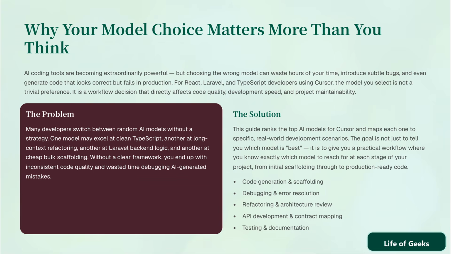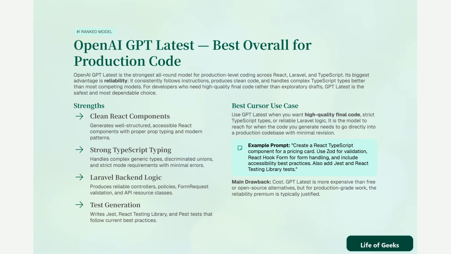Use one model when you need clean final code, another for long context refactoring, another for low-cost drafts, and another for careful review. The top overall recommendation in this deck is OpenAI GPT Latest for production code. Think of this as the model you reach for when quality matters more than cheap experimentation. It is strong for clean React components, strict TypeScript, Laravel backend logic, and test generation.